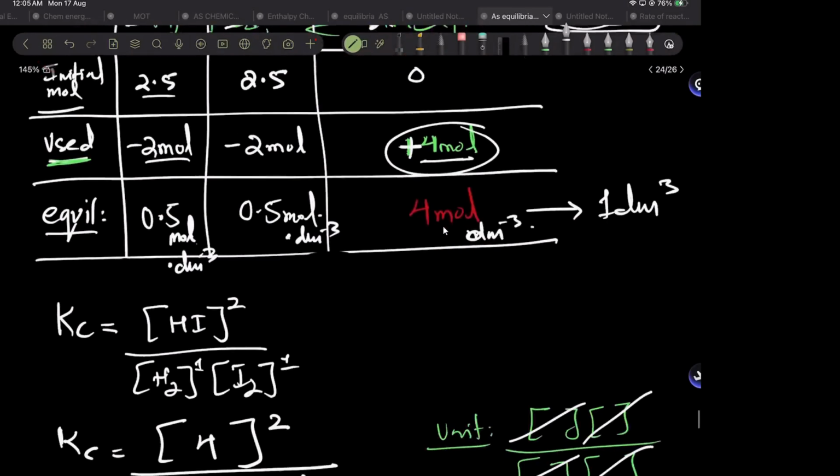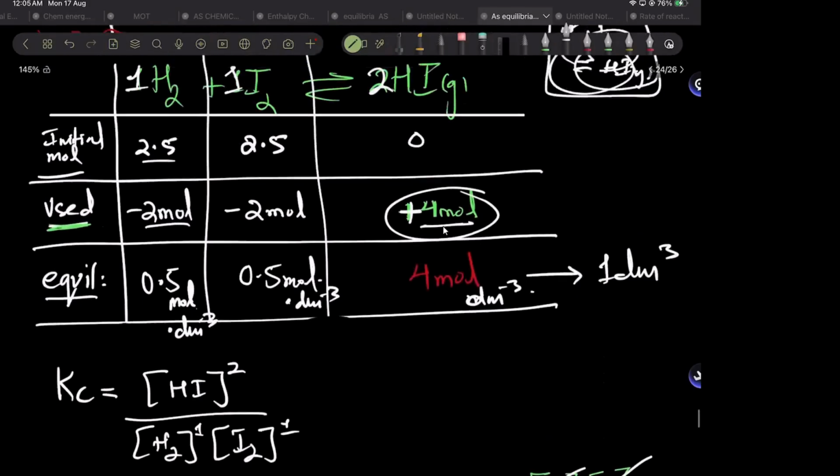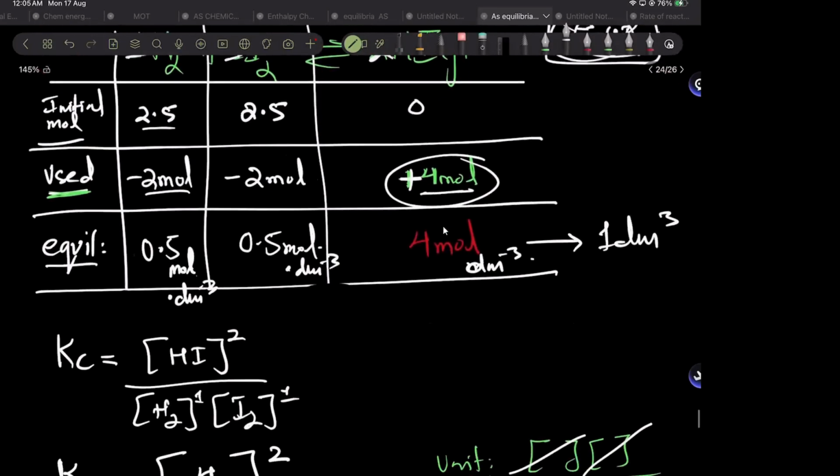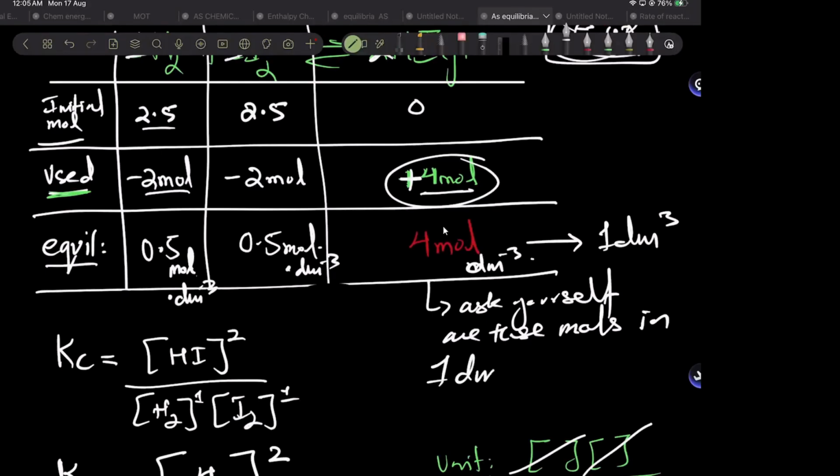Right? So this was the first type of question that can be asked about Kc, in which what you're given is initial moles of the reactants and the equilibrium moles of the product. From those equilibrium moles, you have to see how many moles were actually produced, and in order to produce those, how many must be used from the reactant side, to find out the equilibrium moles of all of the things. Once you have the equilibrium moles, always ask yourself, are these moles in 1 dm cube of volume? If they are, you can directly insert them in the Kc expression. If they're not, then you have to convert first.